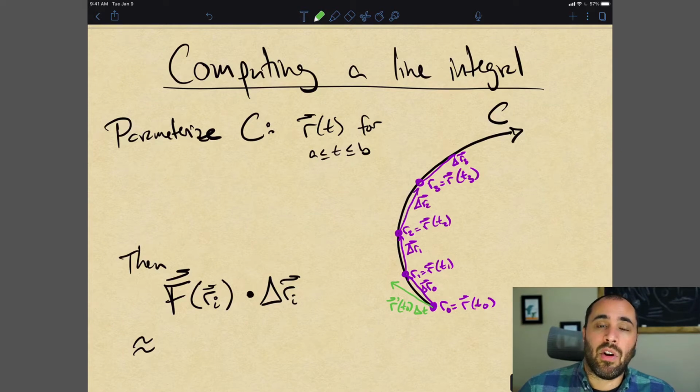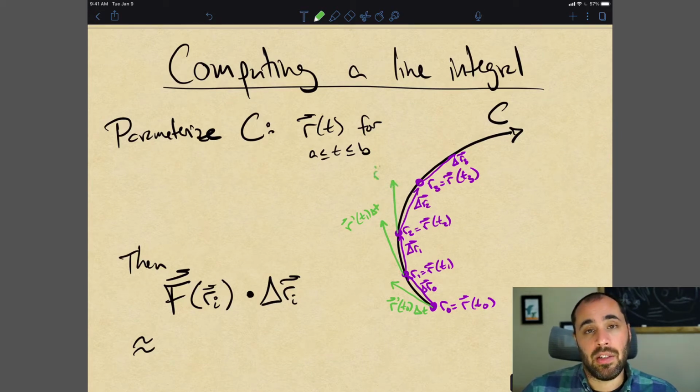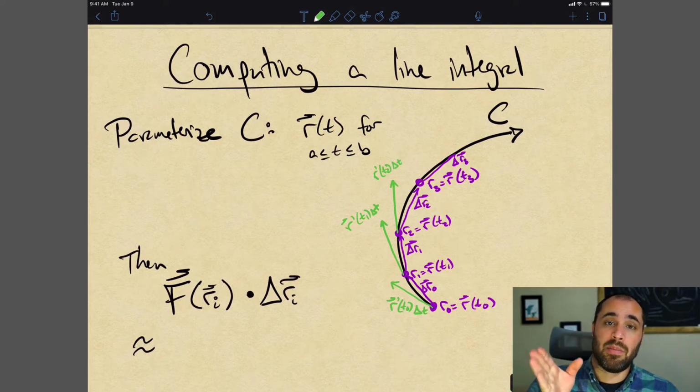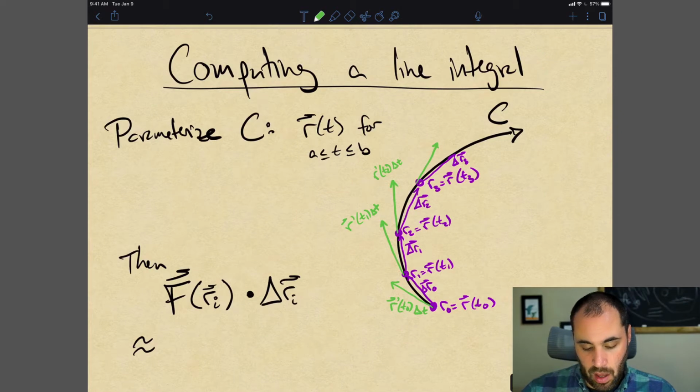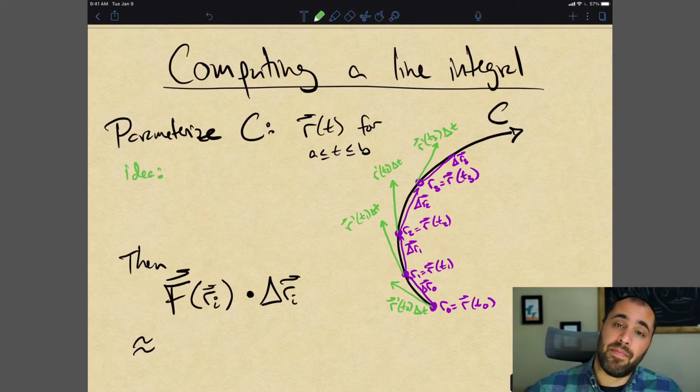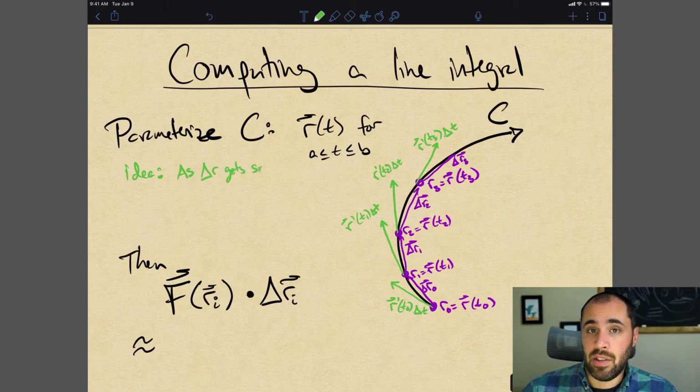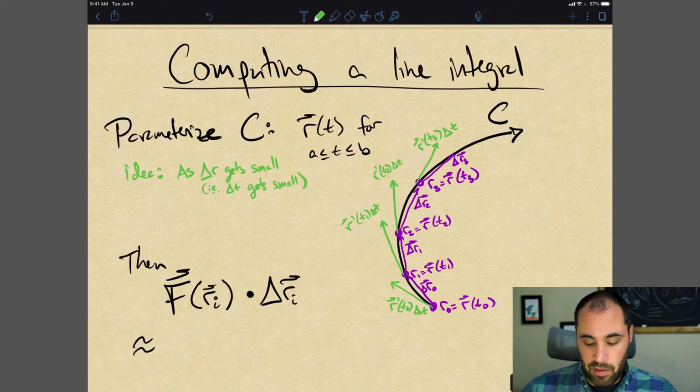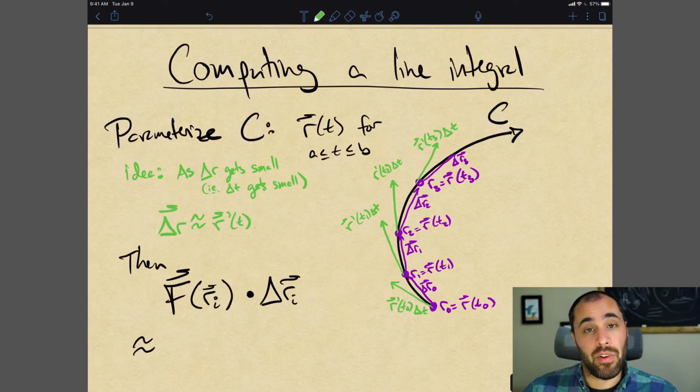So at each point, I'll also draw a tangent vector. That is, this is the derivative, r prime, at that point. And I'll scale it by the change in time, that is, by our time slice. And an idea here, and this is really just the idea of local linearization or local approximation, is that as our slices of the curve get small, our displacement vectors delta r will be very, very close to our derivative vectors r prime scaled by delta t.